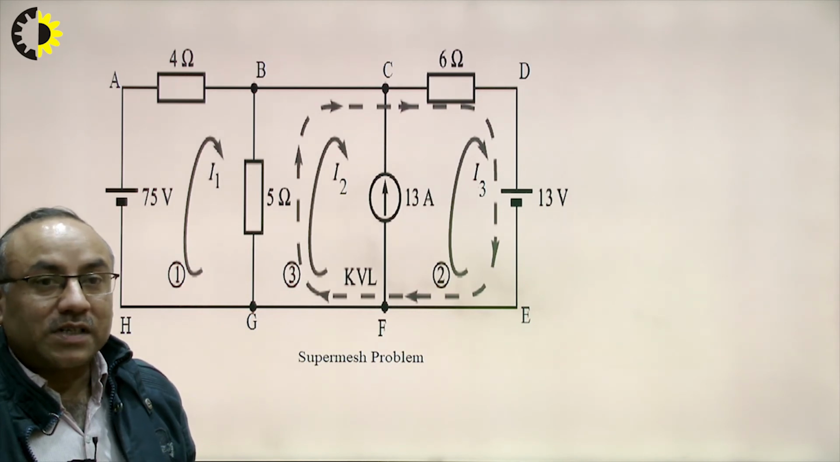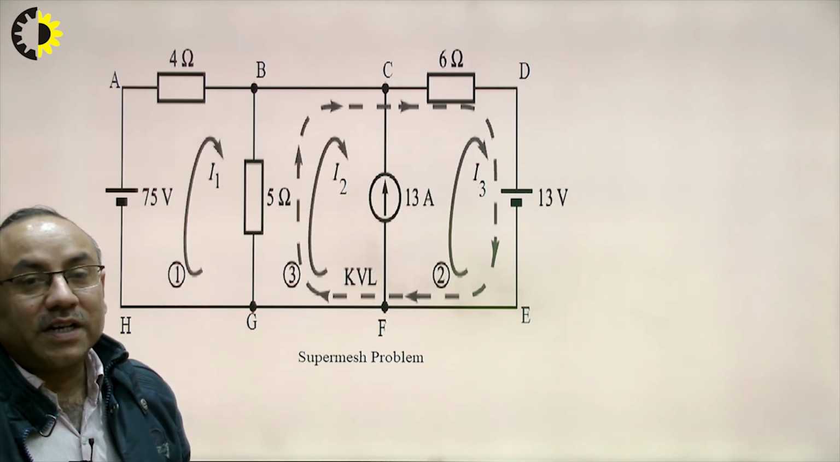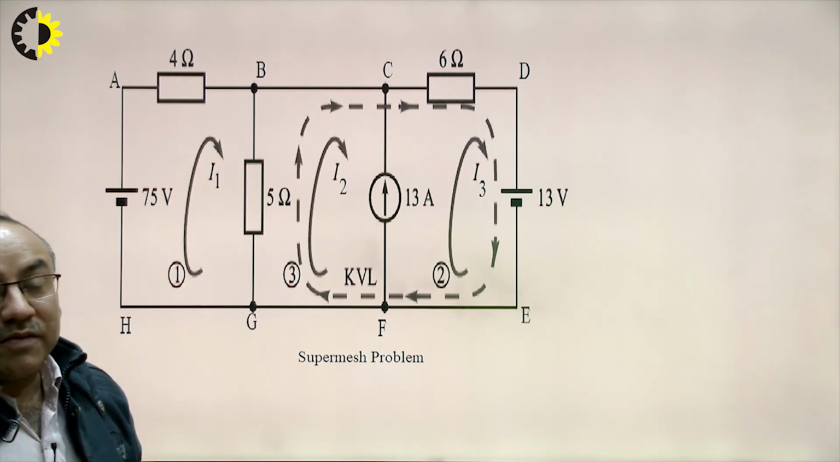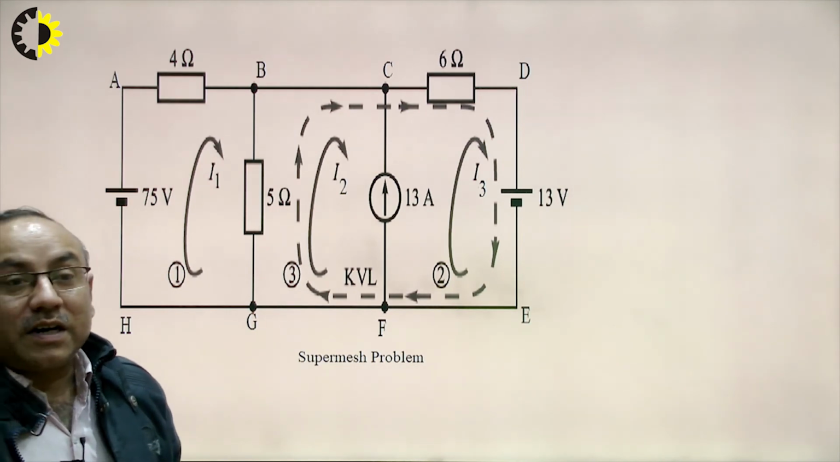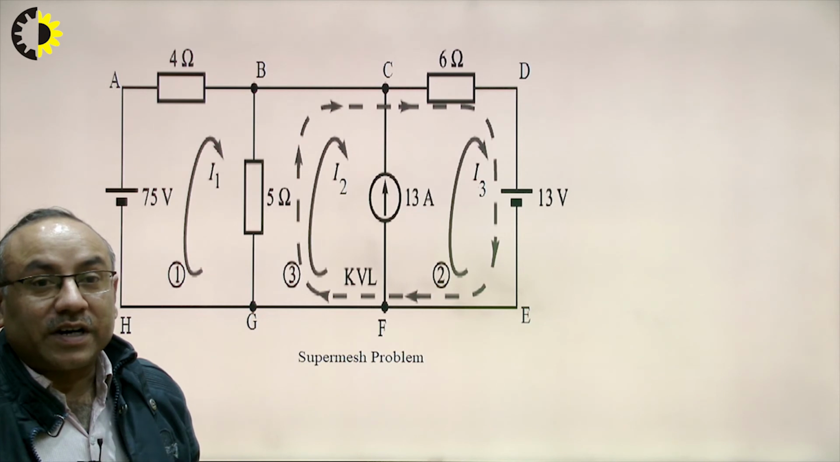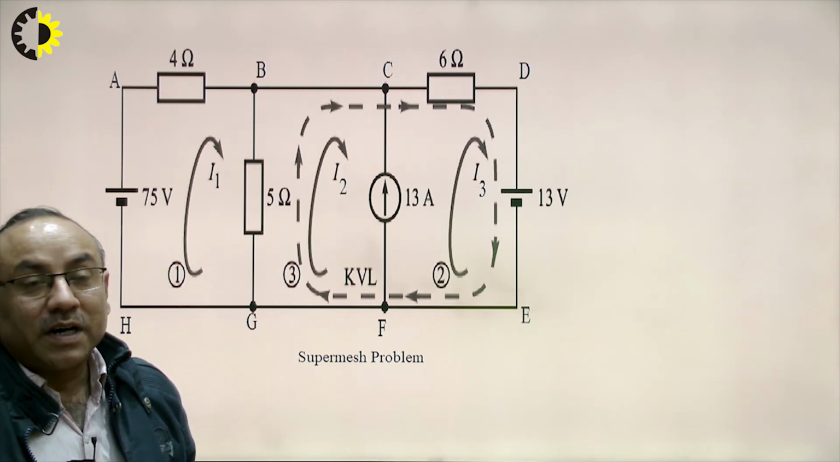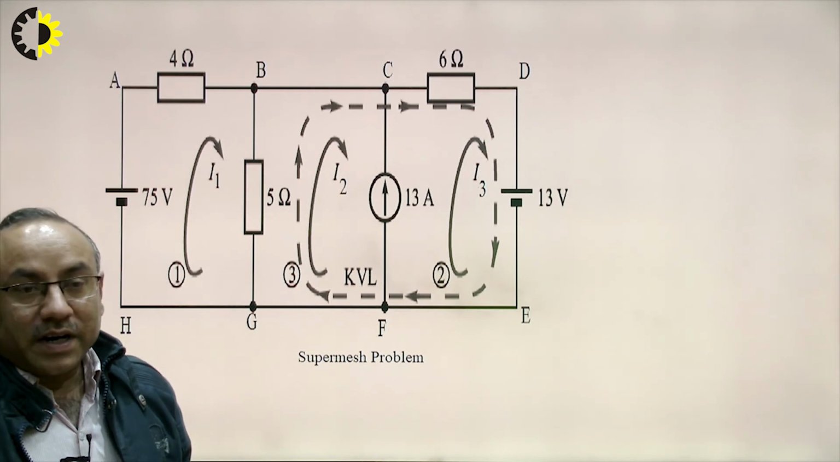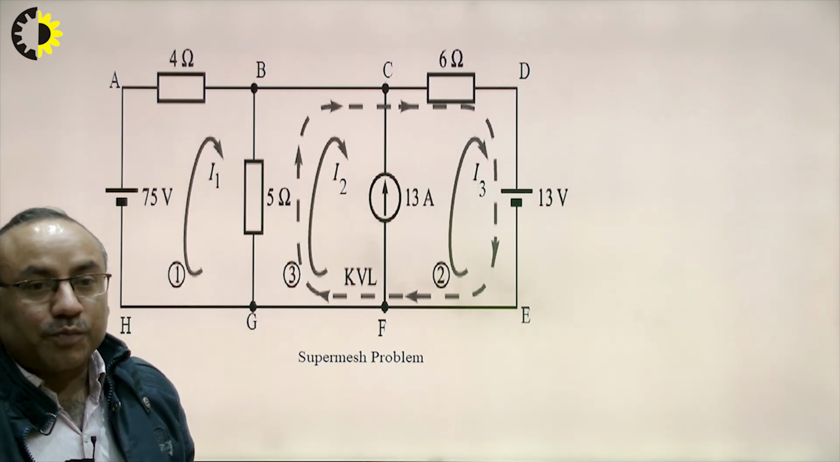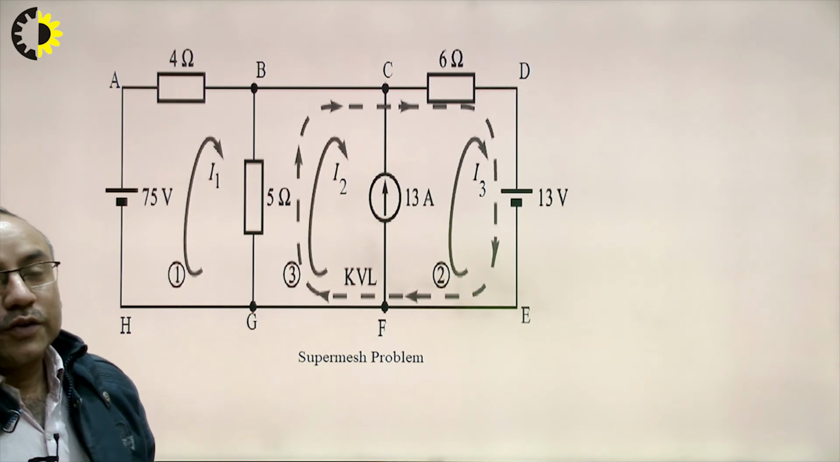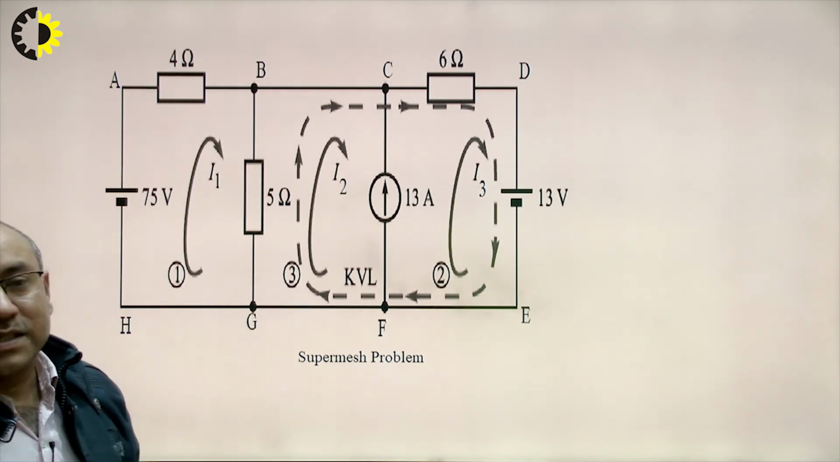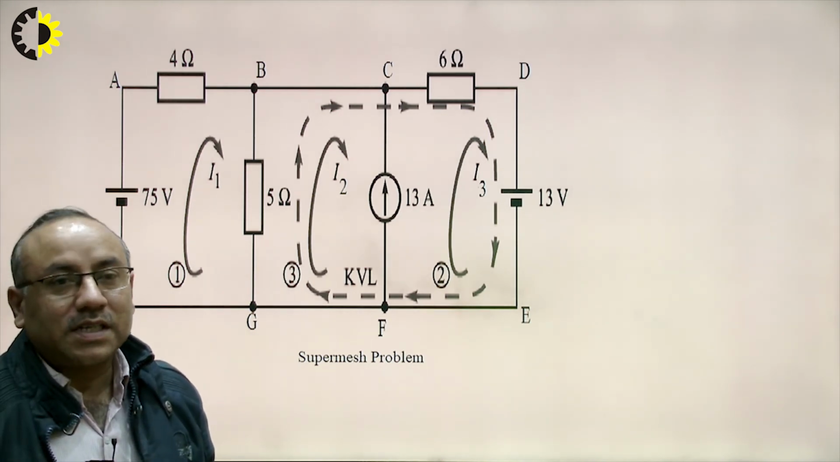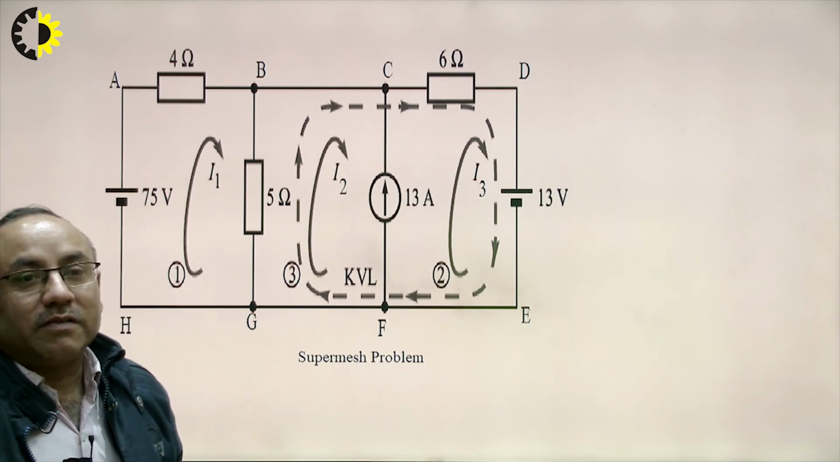It may be clockwise or anti-clockwise orientation, any one, but at the same time we have to take care that the mesh current orientations I1, I2 and I3 should not be disturbed. Whatever we assumed earlier for I1, I2 and I3, they should remain as they are, and should not be disturbed when we take the orientation for this outer loop BDEGB.